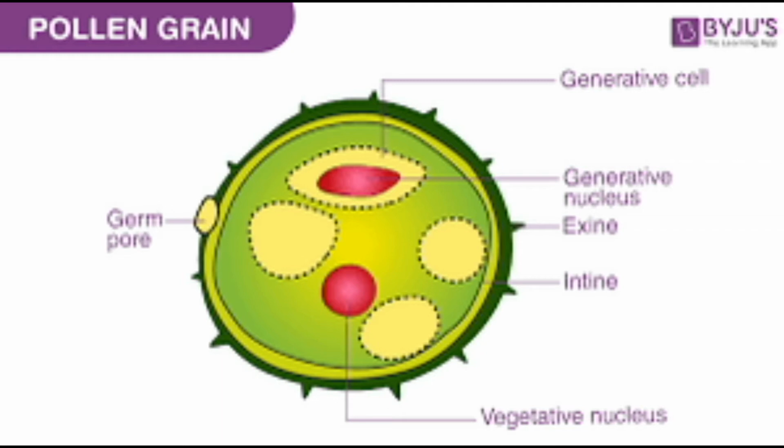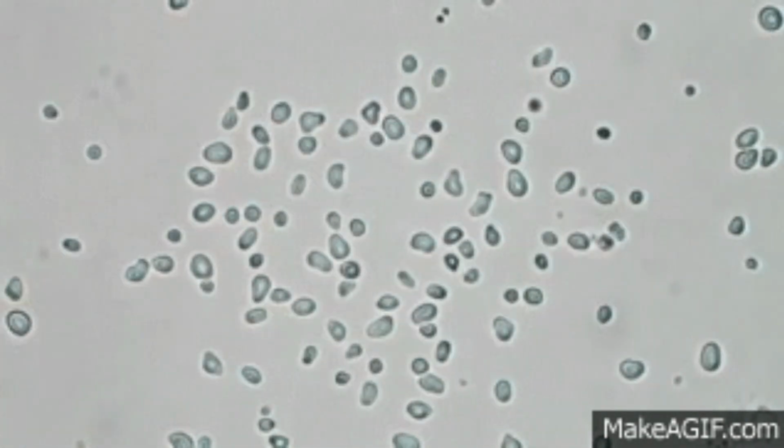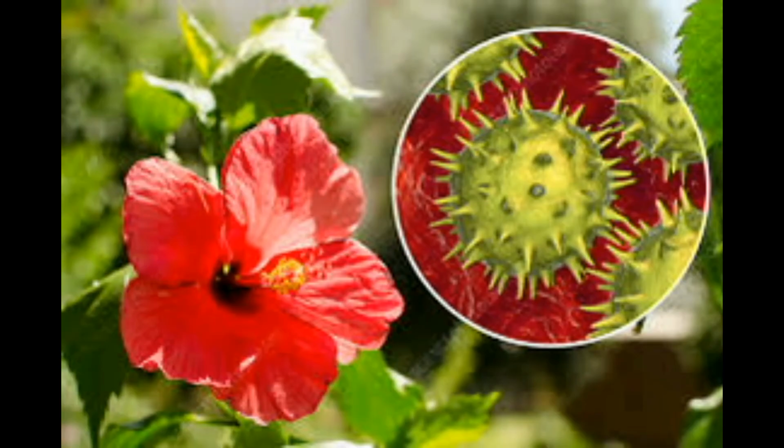Three germ pores are present in the pollen grain of most of the dicots. This type of pollen grain, which consists of three germ pores, is called tricolpate. Only one germ pore can be seen in monocots, and this condition is called monocolpate.